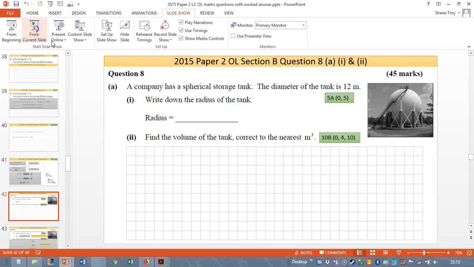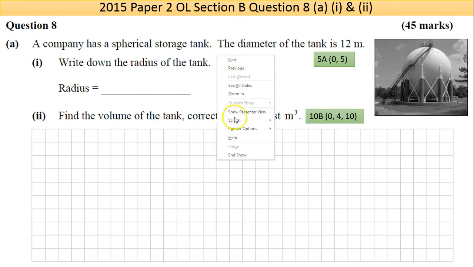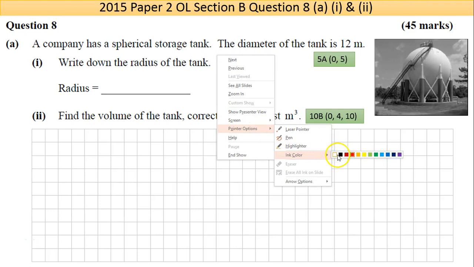Okay, welcome to the 2015 Paper 2, Question 8, the second question of Section B. And let's get started here while I'm getting ready.